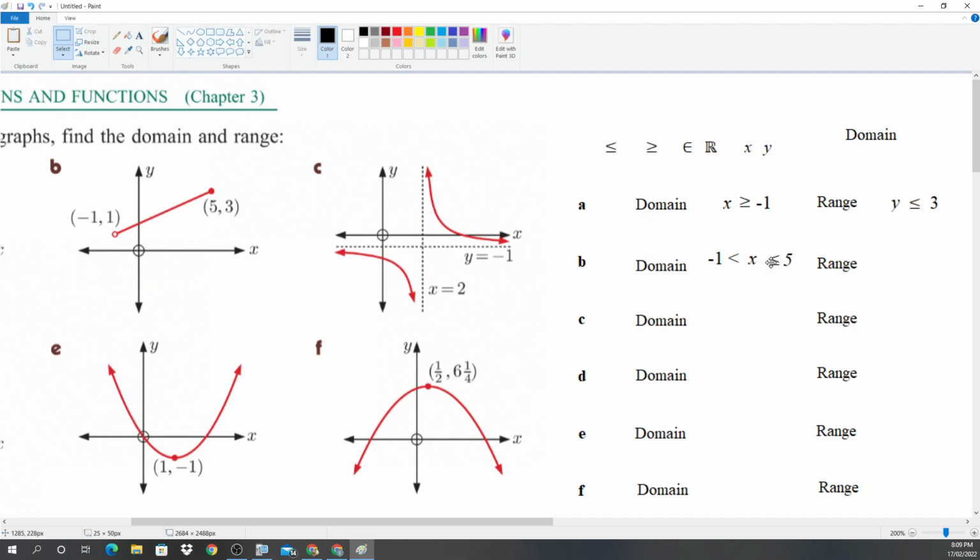Okay, I'll get used to it eventually. All right. We can do a similar thing for the y. So the lowest point is 1, and the highest point is 3. 1 is not included. 3 is included. All right, let's do that.